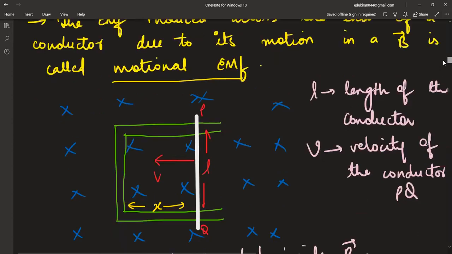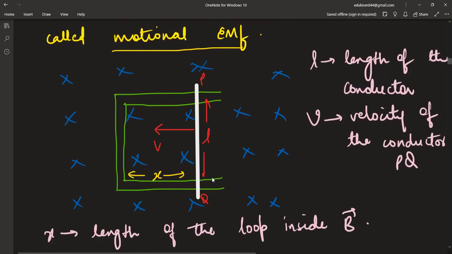Now, its derivation is very small. You can understand. These are rectangular tracks, railway tracks. The way railway tracks are there, no? Similarly, these are also tracks which are laid down, on which there is a sliding conductor. This PQ is a sliding conductor. Length of this conductor is L and velocity is V. This separation is X. All right, now this conductor moves on this. So length of the conductor I have taken it as L and the velocity with which the conductor moves is V. We have taken X as the length of the loop inside the conductor.